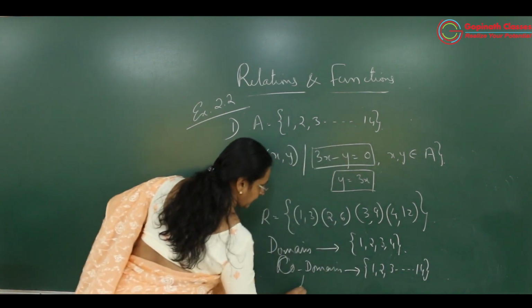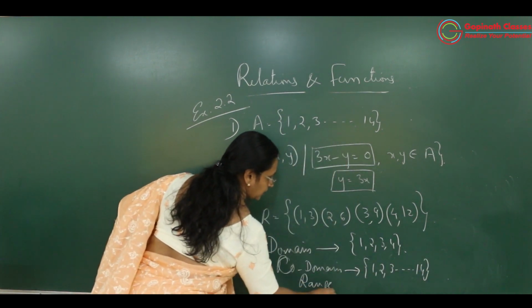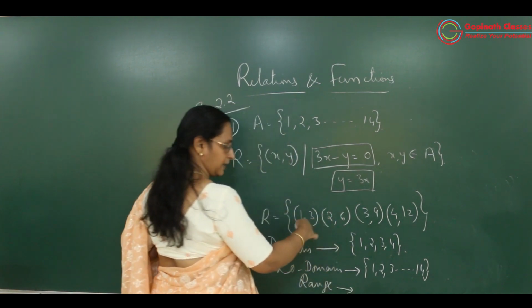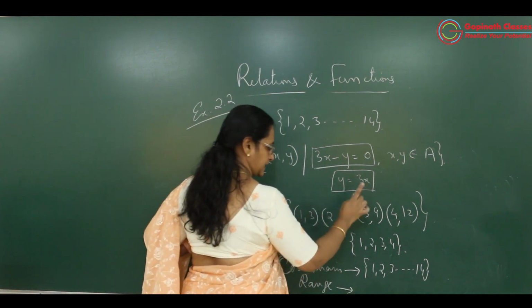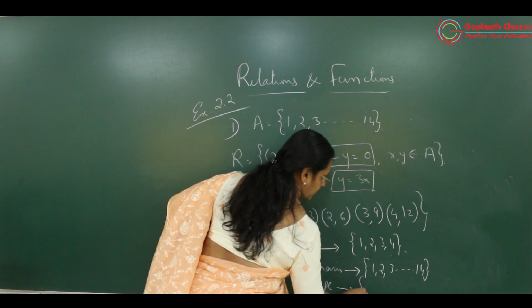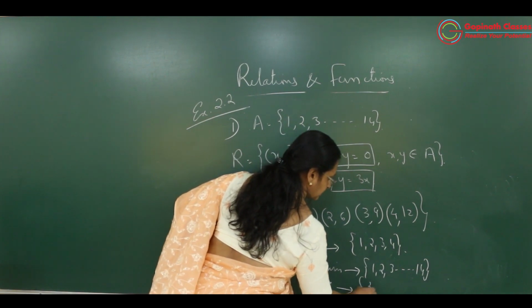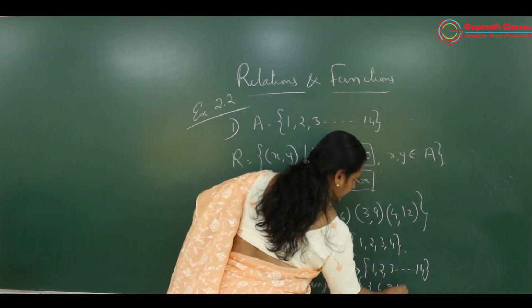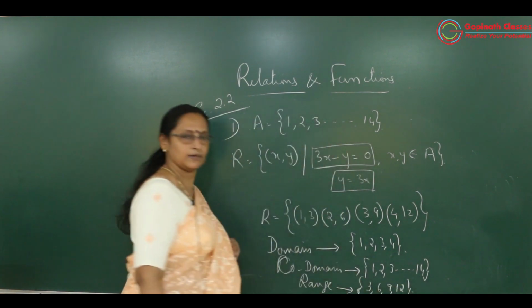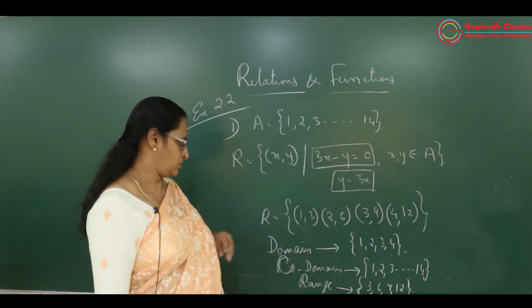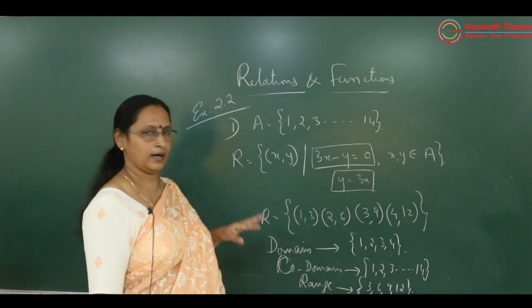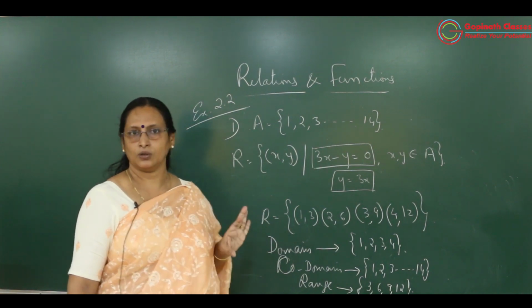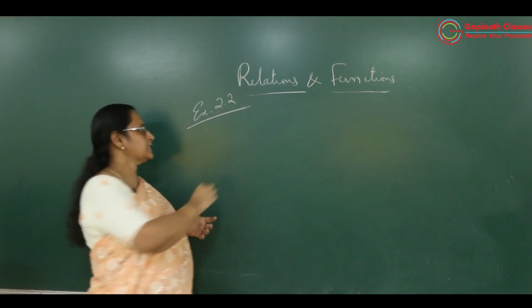And what is the range? What is range? Range is what is taking part in this relation: 3, 6, 9, 12. So domain, codomain and range. Okay. Now the second question.